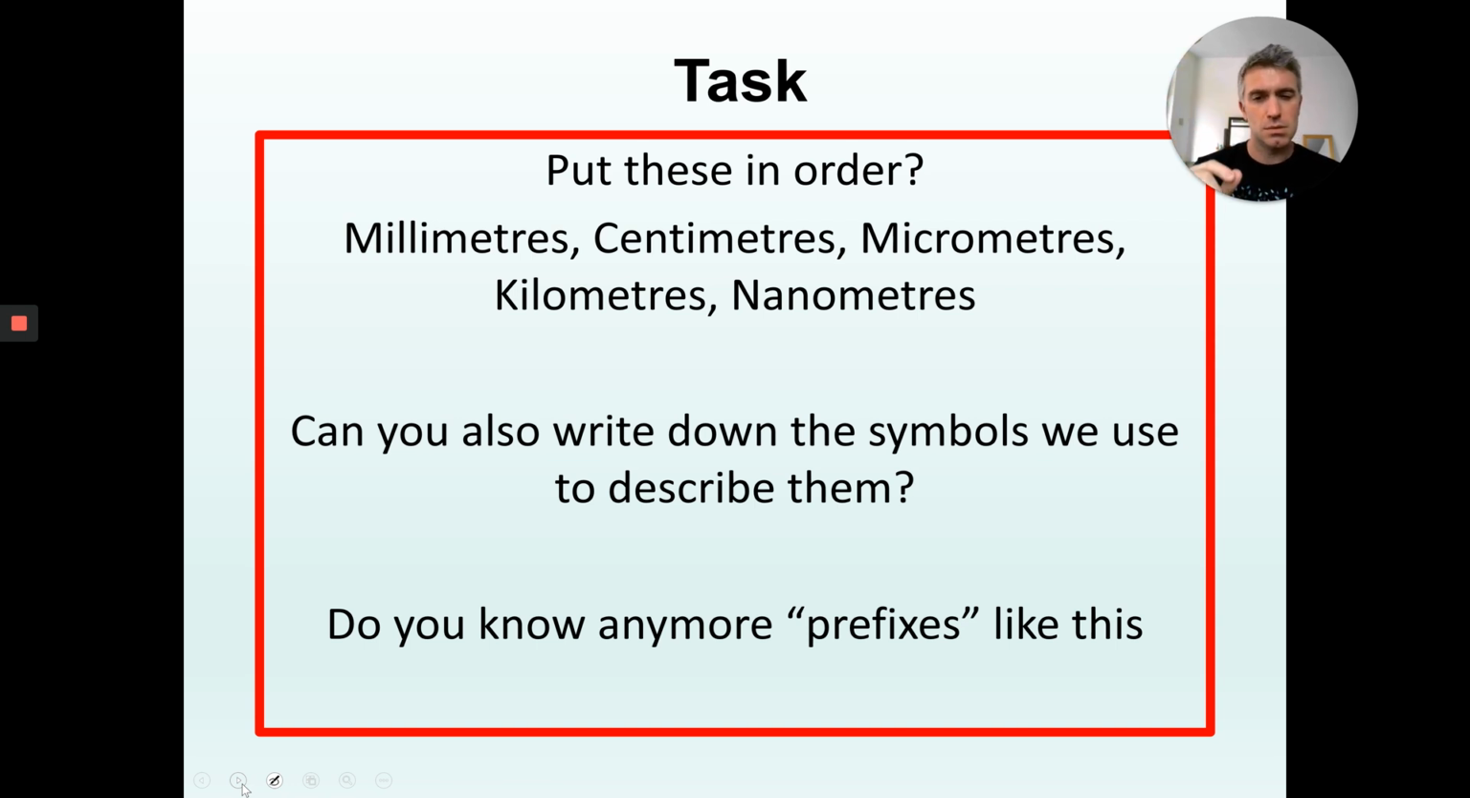Then, can you write down the symbols we use to describe them? For example, I'll give you one of them. Centimeters, we write the letters C-M. What do you use to describe all these ones? And do you know any more? So milli, centi, micro, kilo, nano. If you know any more of them, write them down. I'll pause and I'll give you some answers in a second.